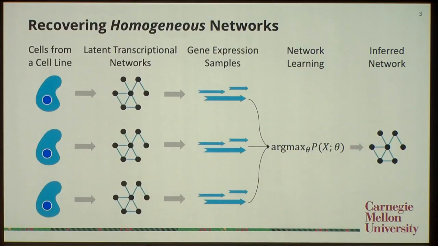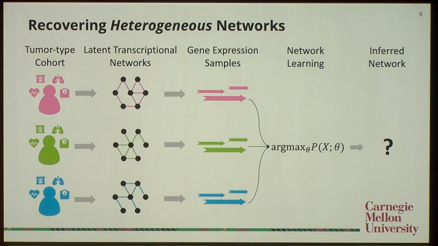We can do this for homogeneous networks. So for something like cells which are all taken from the same cell line, we believe all these cells have the same transcriptional network. And so the gene expression samples that we get when we lyse these samples and perform RNA sequencing, we can use in some network learning algorithm to produce a network model with some guarantees about the underlying networks for the cell population, because these samples are identically distributed. We believe that all of the regulatory networks that these samples were drawn from are similar or identical.